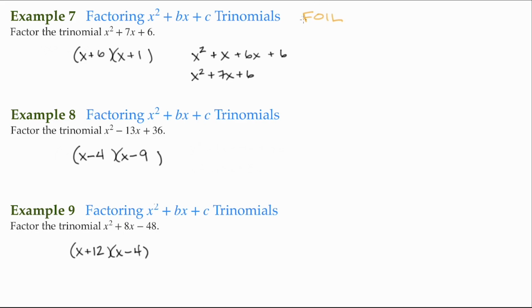And again, we can use FOIL and check it. So we have x times x, x squared. Those are our firsts. Our outer, x times negative 4, negative 4x. The inner, 12 times x, that's positive 12x. And the last, 12 times negative 4, negative 48. We can combine these two terms here. That gives us x squared plus 8x minus 48. So it works. And you'll find that these are the only two binomials that will work for any one of these. And there we go.